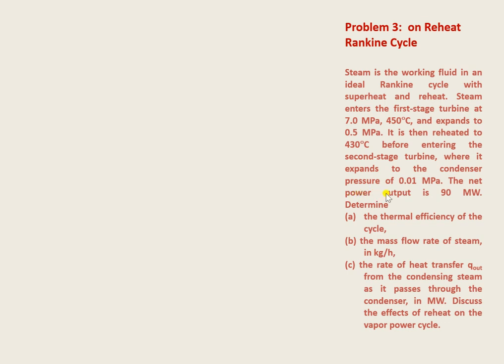Net power output is 90 megawatt. Determine the thermal efficiency of the cycle, the mass flow rate of steam in kg per hour, and the rate of heat transfer Q out from the condensing steam as it passes through the condenser in megawatt. Discuss the effects of reheat on vapor power cycle.